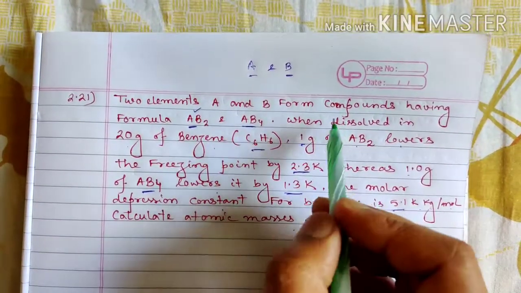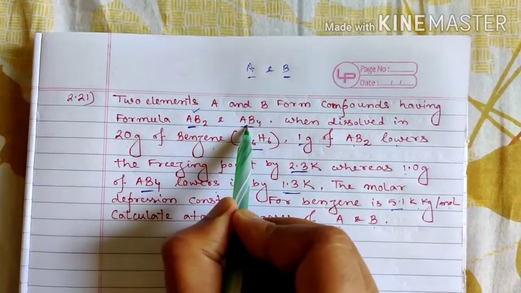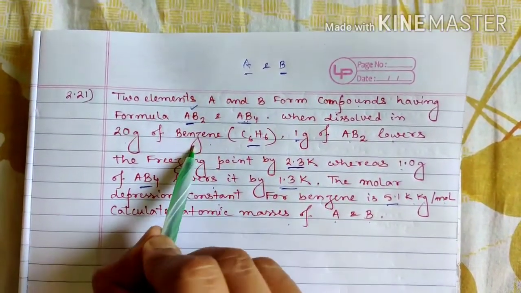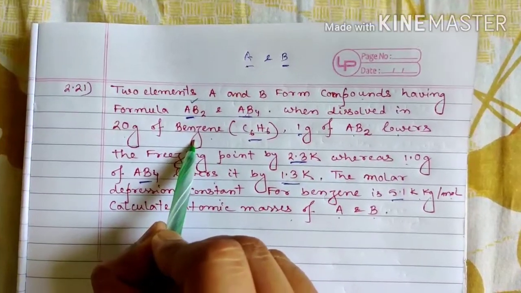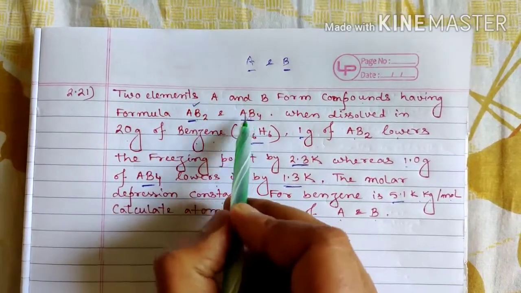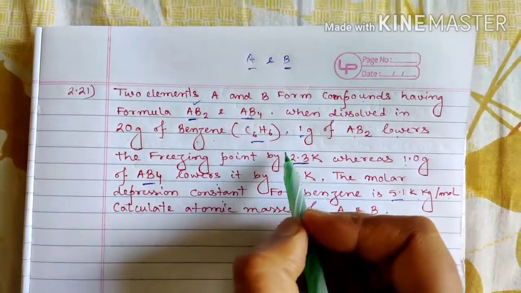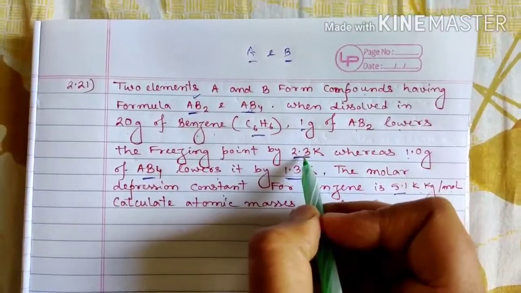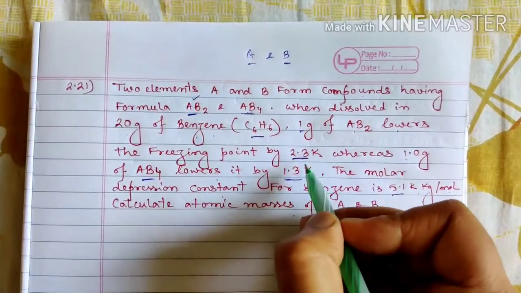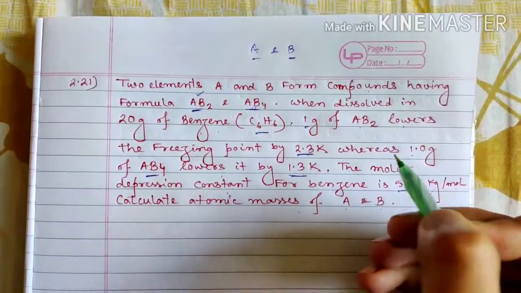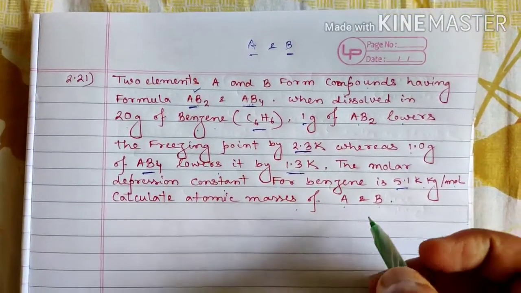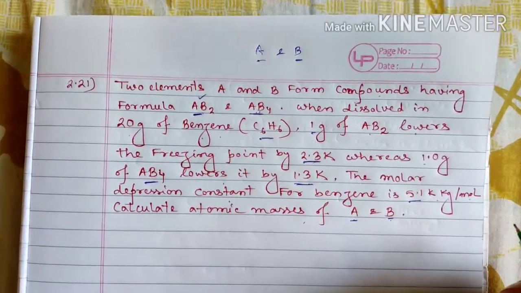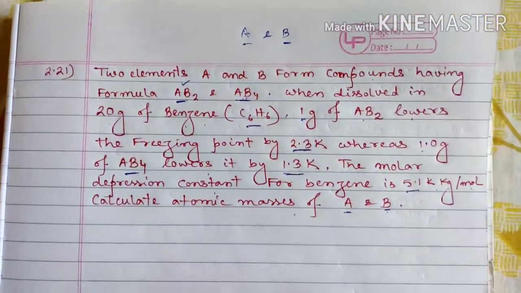Now, two compounds AB2 and AB4 have been dissolved in benzene, which is 20 gram in both the cases. They are forming two solutions, but since the compound is different, their solubility may be different, their vapor pressure will be different, so their freezing point will also be different, and due to which we have to find out the atomic masses of A and B. So let us see how we can solve it.